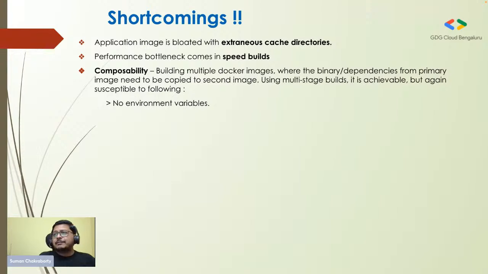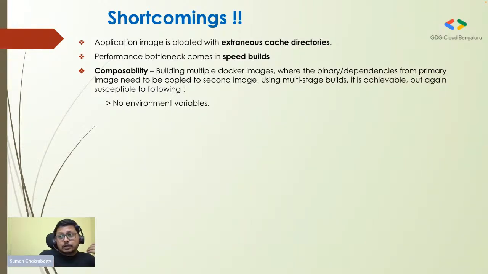Composability is where you have to sort out multiple dependencies that you need to transfer from one image to another image, which normally happens in multi-stage build conditions. Now, using Docker, it is actually possible to remove that using the concept of multi-stage build. But then again, there are certain caveats to it.